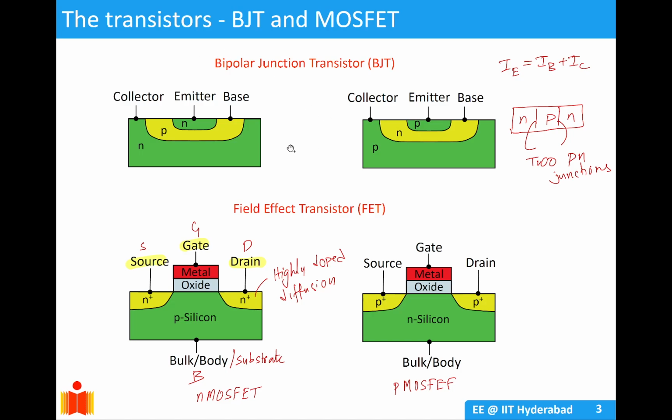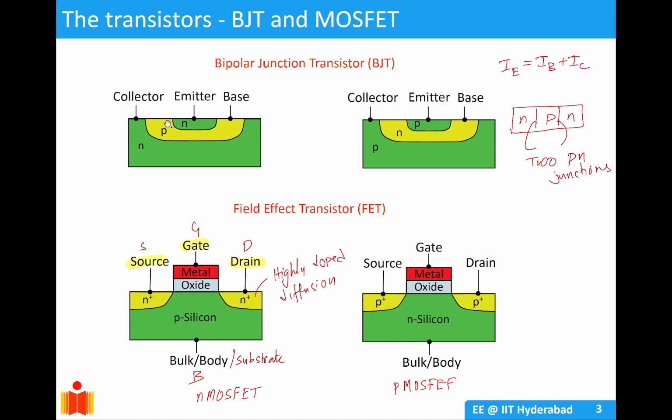We study generally two types of transistors: BJT, that is bipolar junction transistor, and FET, that is field effect transistor. BJT has a very simple structure. It is basically just two PN junctions. It can either be NPN or PNP. So you can see here.